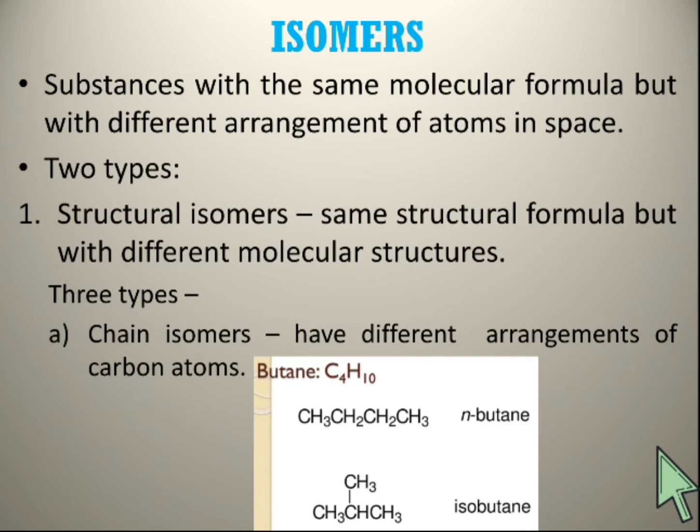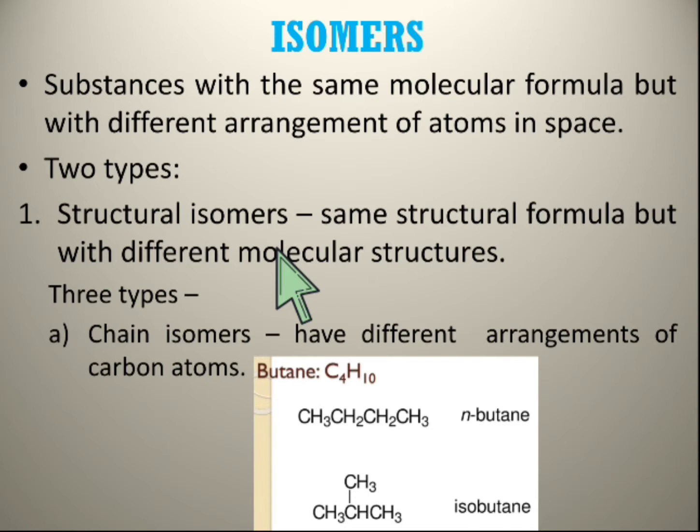Now, what are isomers? We already know that isomers are those substances with the same molecular formula, but with a different arrangement of the atoms in space. So they have the same formula, but they differ from each other only in the arrangement of their atoms. Those substances are referred to as isomers, and they are mainly of two types, that is structural isomers and stereoisomers.